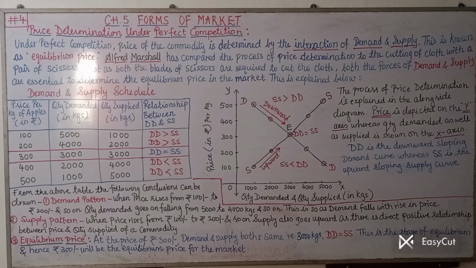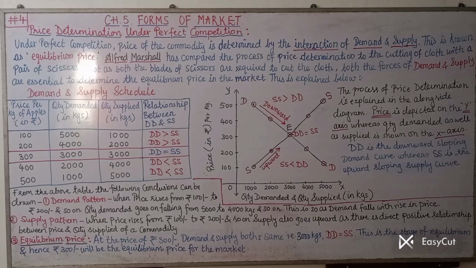Then let us talk about the third column, particularly quantity supplied. Now here we'll talk about the price, that is the first column, and supply, that is the third column. So it is clearly seen that as the price goes on rising, 100, 200, 300, 400, 500, you may clearly see that supply is also on the rise.